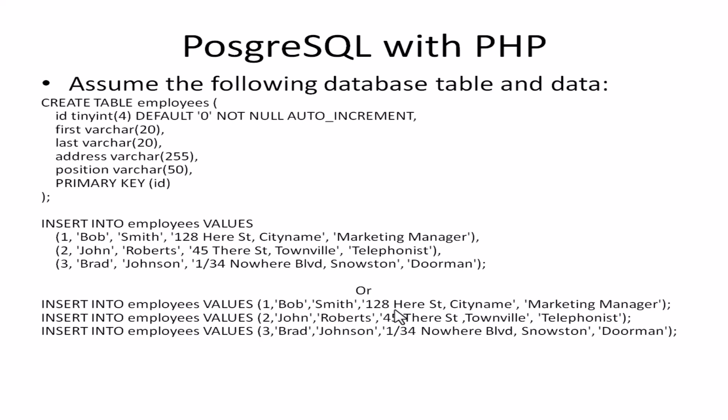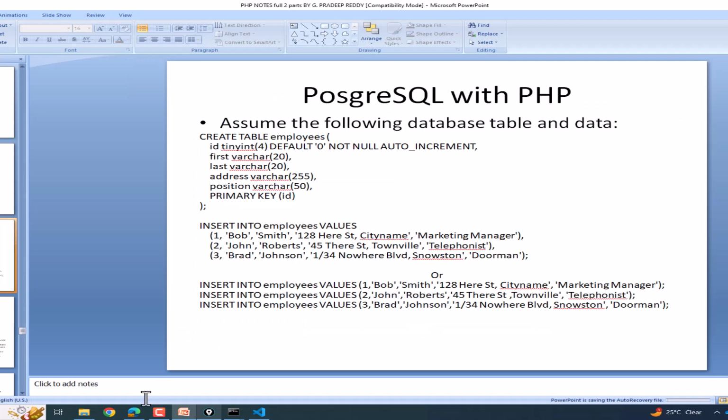There are different syntaxes shown below. Create table employees, where id, first name, last name, address, position, and the primary key is set, which is id, which is set as a tiny integer of 4, and the others are set as varchar, like that. If you want to insert the values, we insert the values. So let us see how you are going to use this particular one.